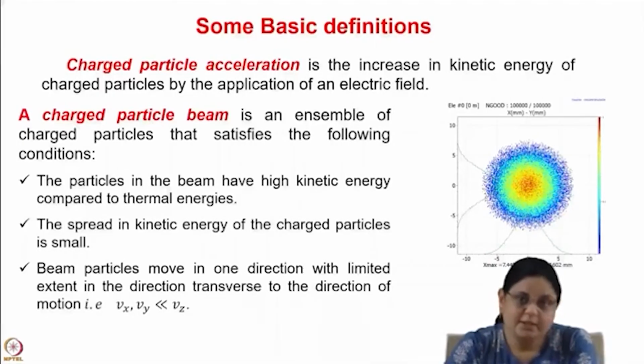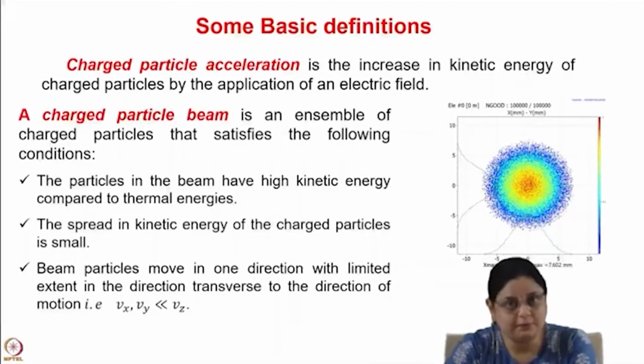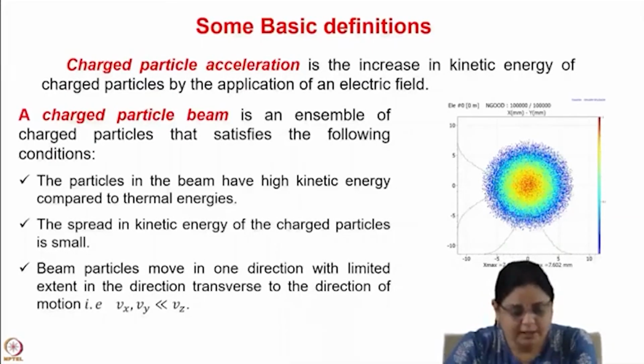Let's say you have a collection of charged particles and one particle is at 10 MeV, another at 5 MeV, and another at 10 MeV. This again does not qualify as a beam because there is a huge spread in the kinetic energy of the charged particles. To qualify as a beam, the spread in the kinetic energies should be very small.